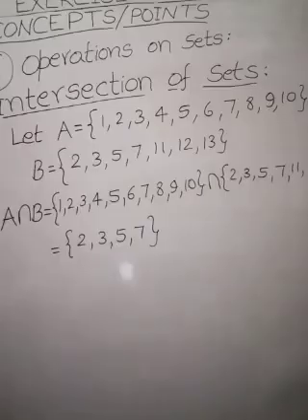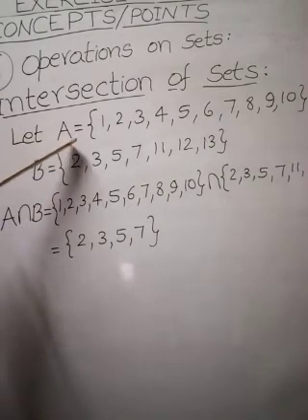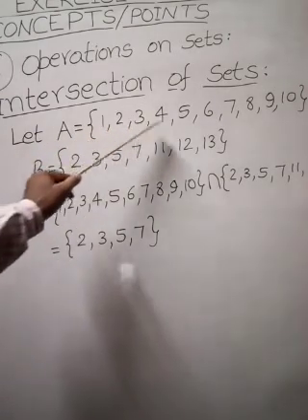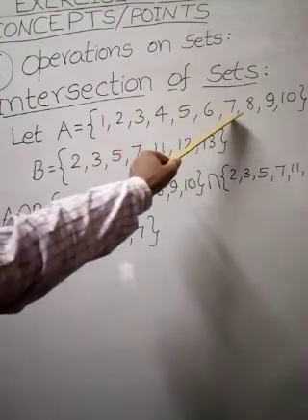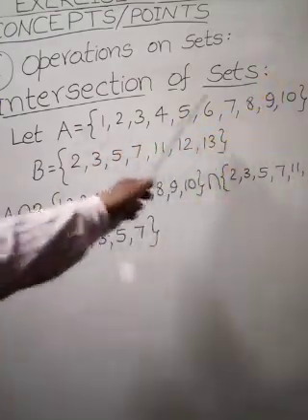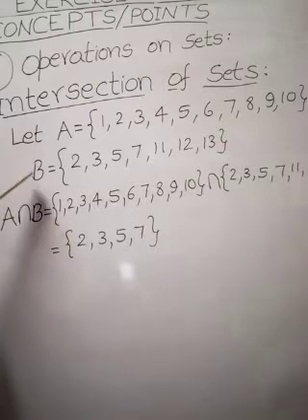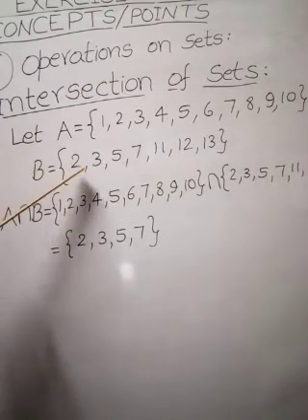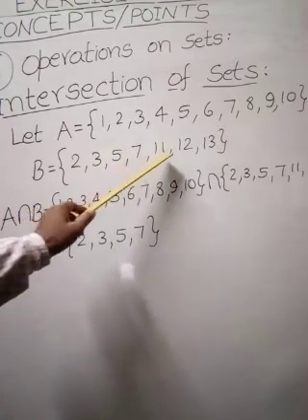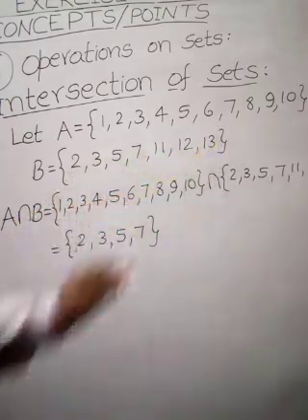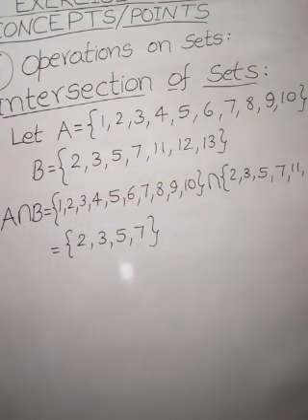Now let us take an example to understand this intersection of two sets very clearly. Let us consider A is equal to the set 1, 2, 3, 4, 5, 6, 7, 8, 9, 10. These are the elements in the set A. Now B is equal to the set 2, 3, 5, 7, 11, 12, 13. These are the elements of set B. Now we are going to find the intersection of these two sets.